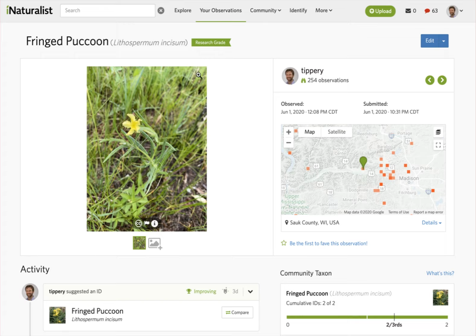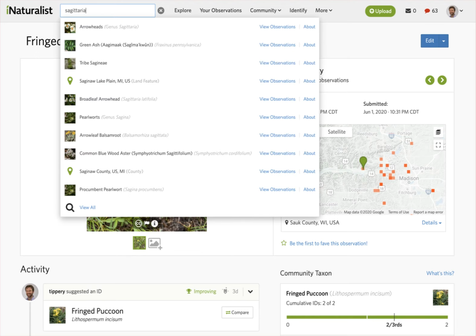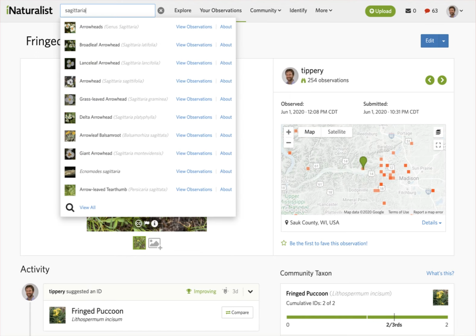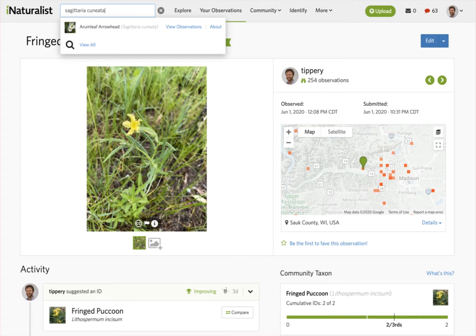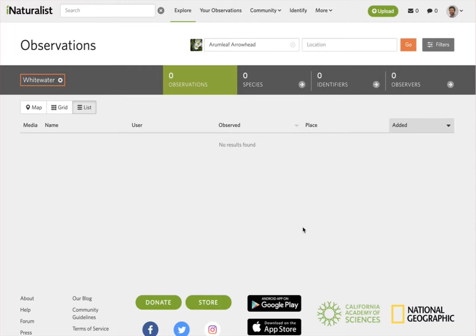All right, so here's one of my collections. We can look for that target species we saw previously, Sagittaria. It's already filling in genus Sagittaria. I don't see our species, so I'm going to keep typing, cuneata. And there it goes: arum leaf arrowhead, Sagittaria cuneata. I'm going to click on this, and we're going to explore this species.